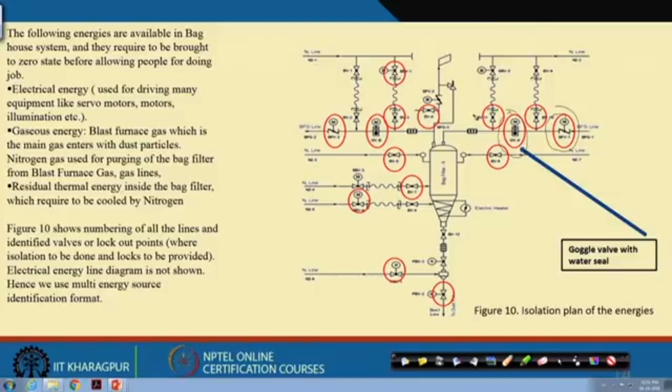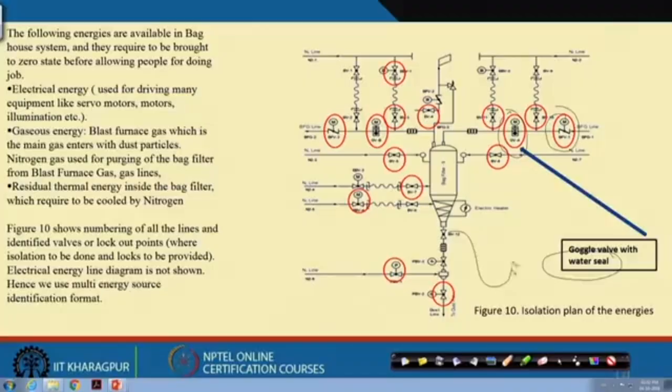Then this is the goggle valve. Then they put up the goggle valve. Inside the goggle valve, normally nowadays there is a water seal. Goggle valve closing is not isolation, because we have to separate it. For separation, either you separate it or put the water seal. If you put the water seal, gas cannot go through. So, if you put water here, gas cannot go. It is almost like separation.